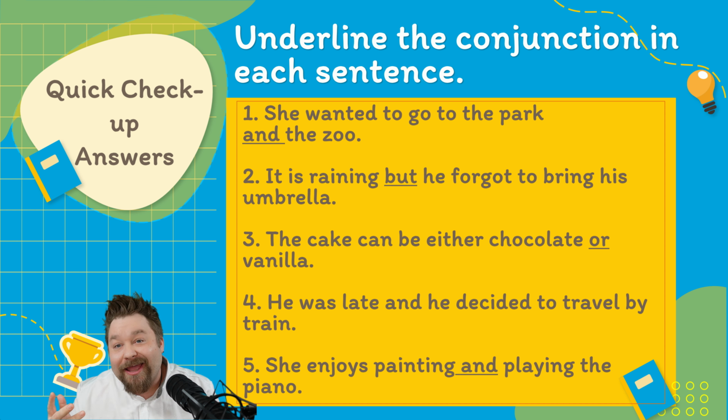Number one, she wanted to go to the park and the zoo. Conjunction is and. Easy. Number two, it is raining, but he forgot to bring his umbrella. Contrasting ideas, a but. Number three, the cake can be either chocolate or vanilla. There's a choice. You can have a chocolate cake or a vanilla cake. It's a choice. And number four, he was late and he decided to travel by train. That's probably the faster option, right?